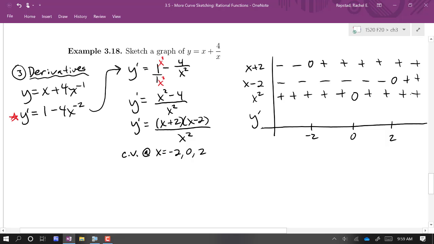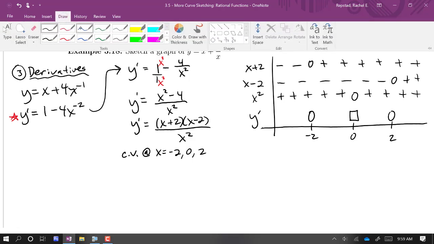Now, for filling in this bottom row, y prime is 0 whenever the numerator is 0, so that means we have a 0 here at -2 and at 2. When x is 0, that makes the denominator 0. So it's actually undefined, and I indicate that by writing just an empty box there in the sign chart.